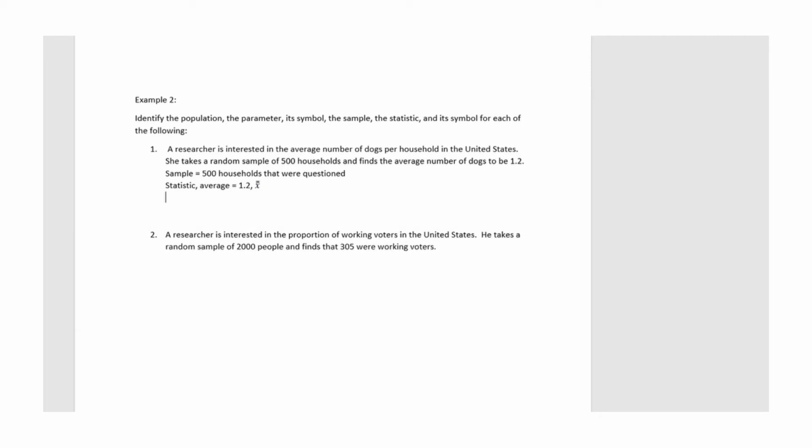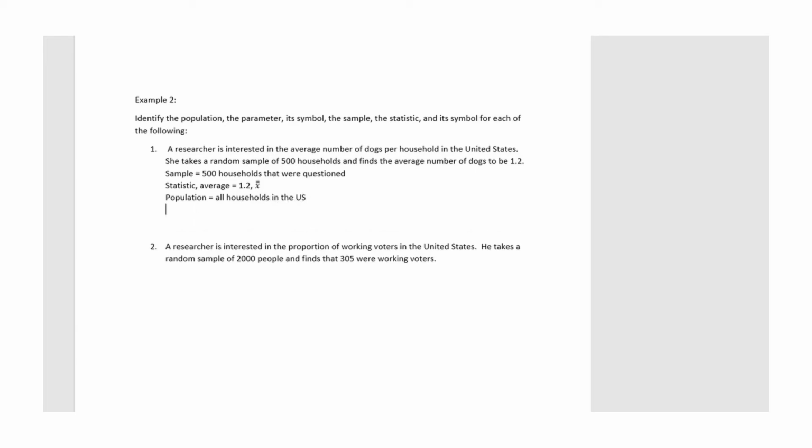All right, now let's go on to the population. Remember, the population is the bigger group that we really want to know about. And in this case, we want to know the average number of dogs per household in the United States. So our bigger group is all households in the U.S.